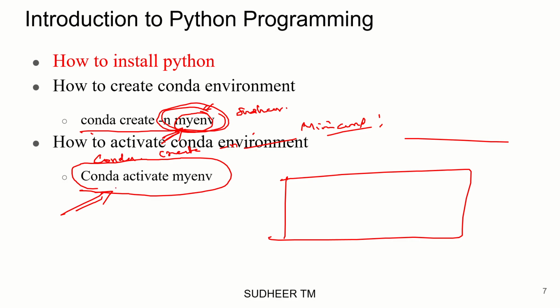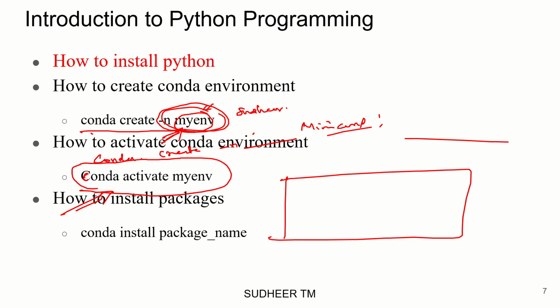Just type in conda, it should be small letters, sorry, conda activate my environment. So if you have given Sudhir here, you have to give Sudhir. If you have given my experiments, with conda create -n my experiments, then you have to give conda activate my experiments. Okay, so it will take you into programming.